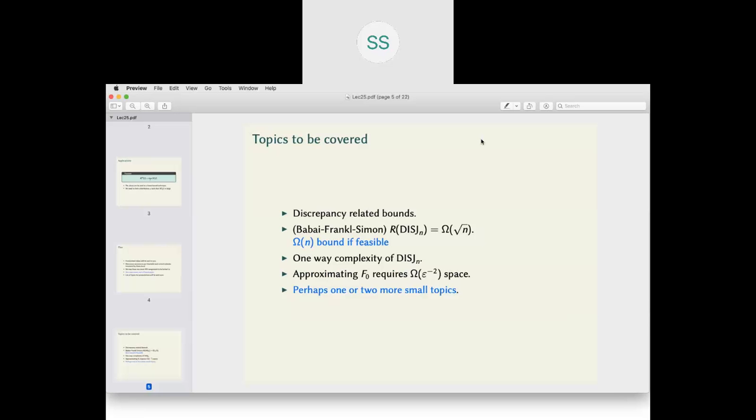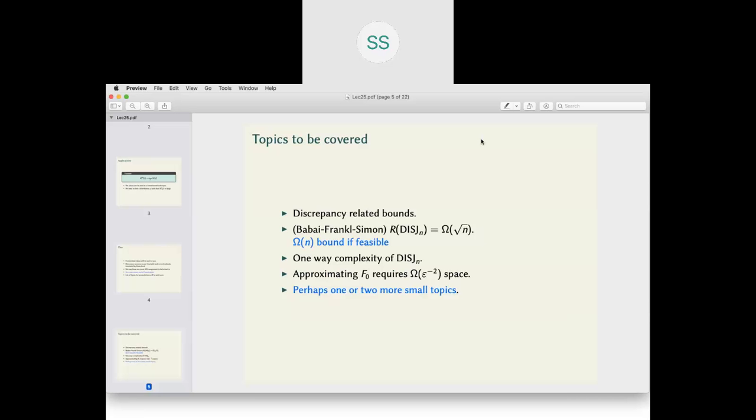We'll exhibit a distribution for which the distributional complexity is at least square root n. In fact, the randomized complexity for disjointness is actually at least n, linear, not square root n. But I'm not sure whether we will have time for that. So we'll see if we get time, we can cover that. I'm not sure at this point.